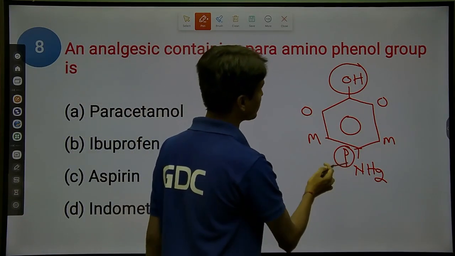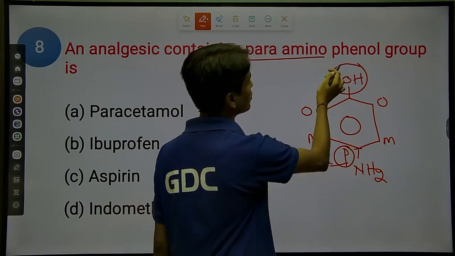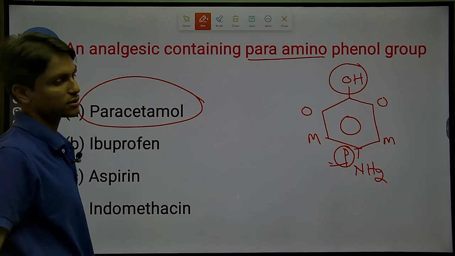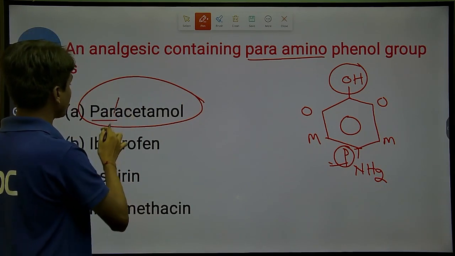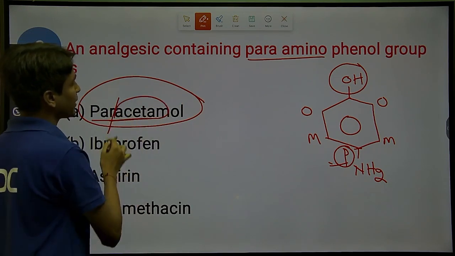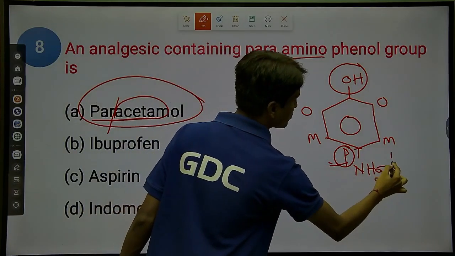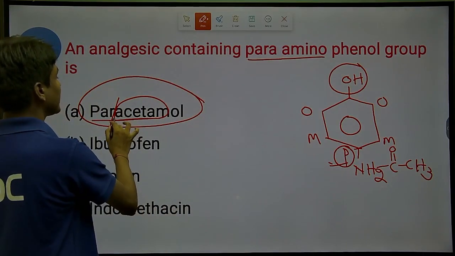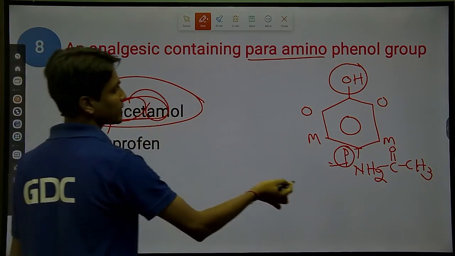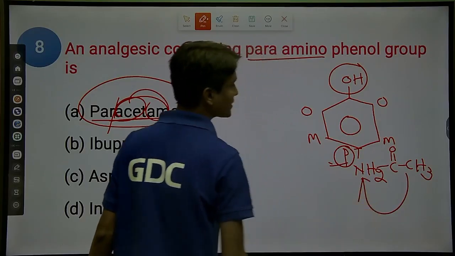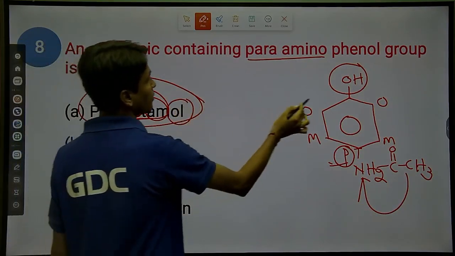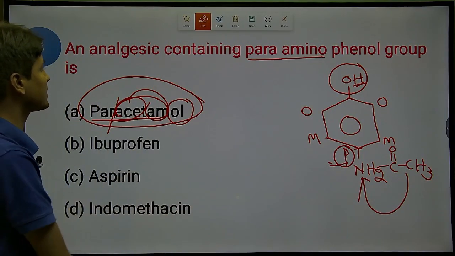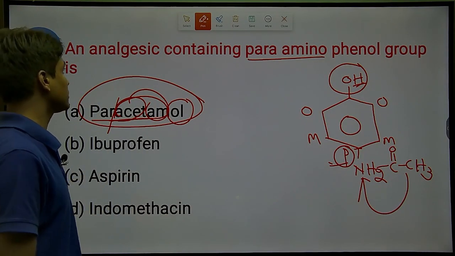Hence, para amino to the phenol, at the para position an amino group is there, that is paracetamol. In the name itself, para is nothing but para position, acid, amine. On this amine group, COCH3 is there, that is acetic acid and amine. The acetyl group is present on the amine, hence acid, M, OL is nothing but alcohol. So this simply indicates the name of that compound, that is paracetamol.